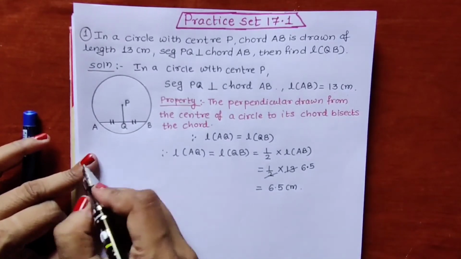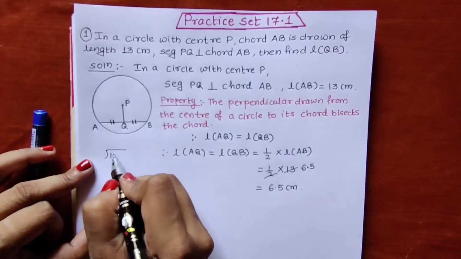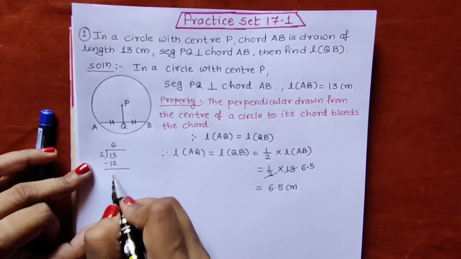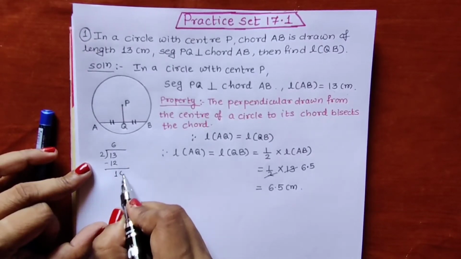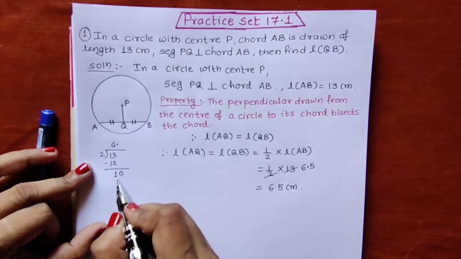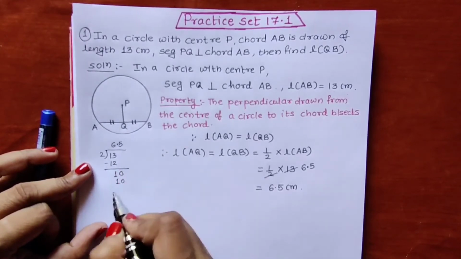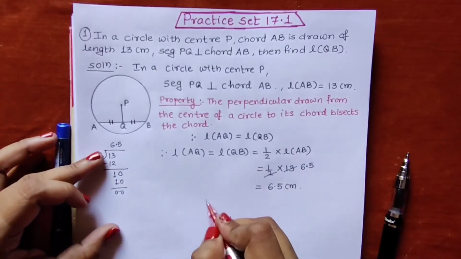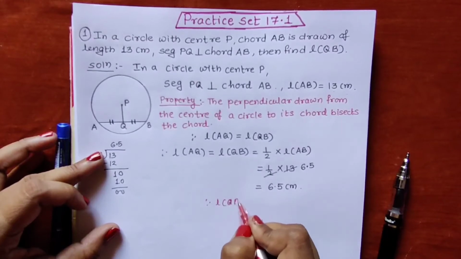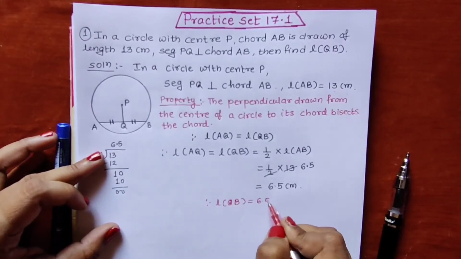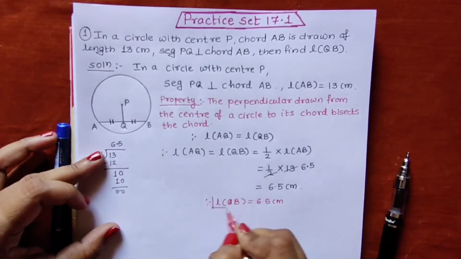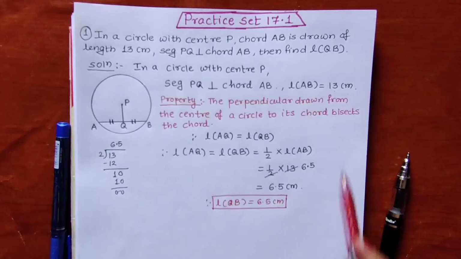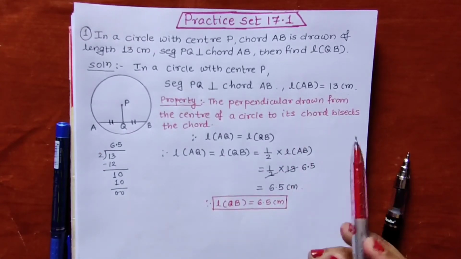We have done this simple division here: 13 divided by 2. 2 sixes are 12, 6 written. 13 minus 12, 1 remaining. We put 0 here, and for this 0 we put the point, and 2 fives are 10. So in this way we have got 6.5 centimeters. Therefore length QB is equal to 6.5 centimeters. In this way we can get the length of segment QB. We write the property and then we can use the property.